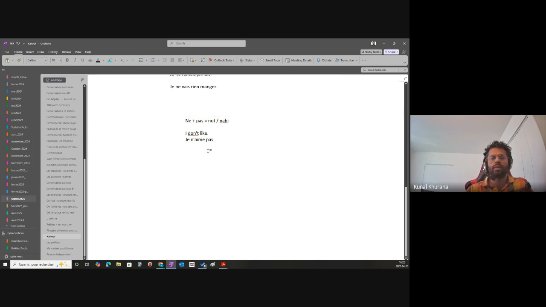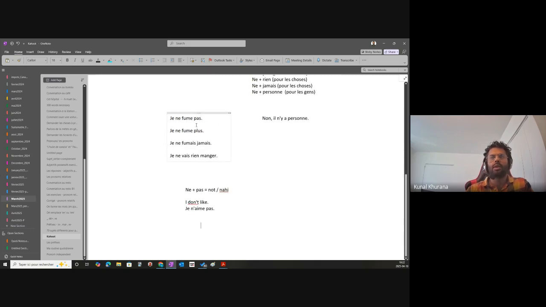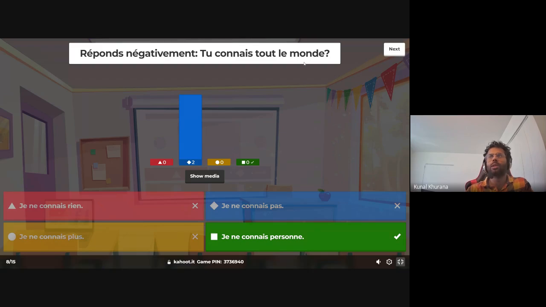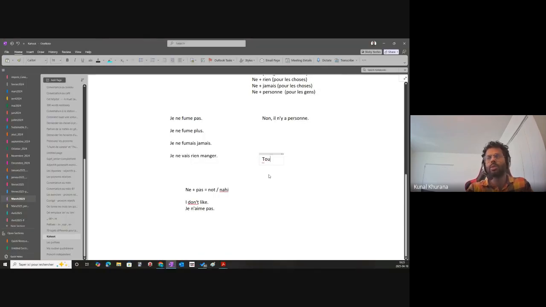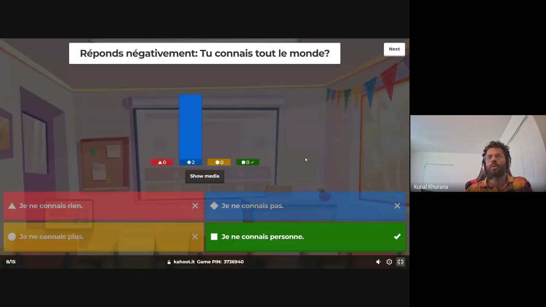And this is used for a thing or for person as well, but personne specifically is used for people. Coming back to the example here, so tu connais tout le monde. So tout le monde is equivalent to everybody, but it's a singular. It's a complete word. Tout le monde. It means everybody, but it's a singular. So tout le monde, you know, everybody.